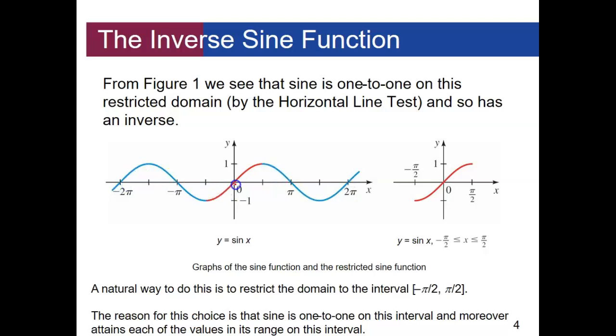One of the reasons that we choose this part here is because we get a negative part and a positive part. That's going to be important as we go forward, that we have a place to look for negative answers and a place to look for positive answers. So the inverse function, if we only restrict it to negative pi over 2 to positive pi over 2, can exist because this little part would pass the horizontal line test. So the restricted domain is going to be negative pi over 2 to positive pi over 2.